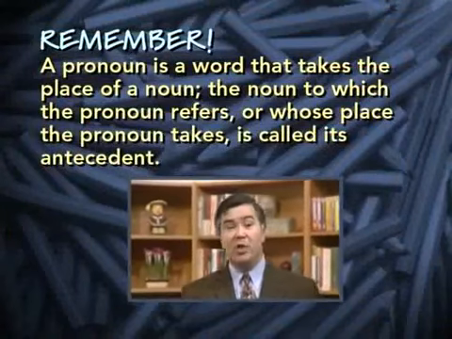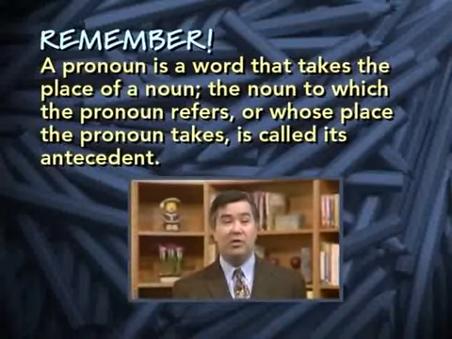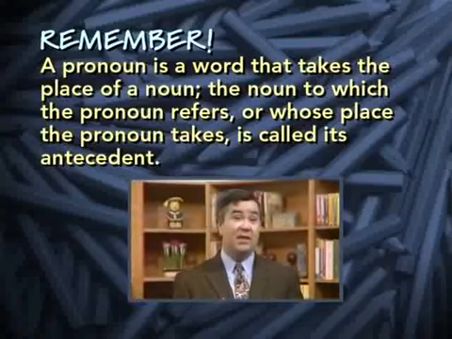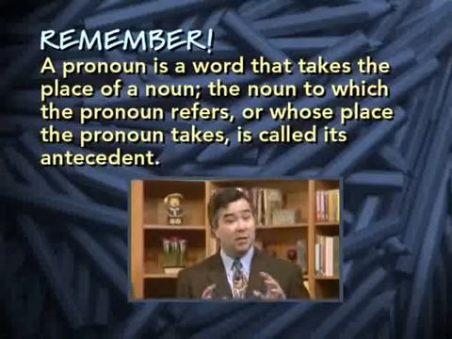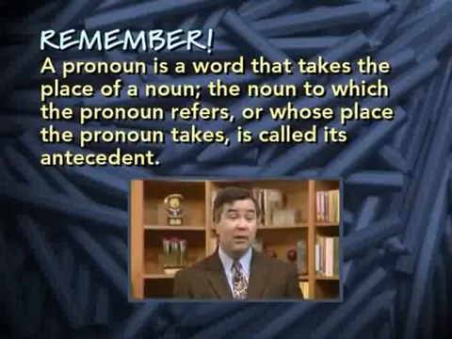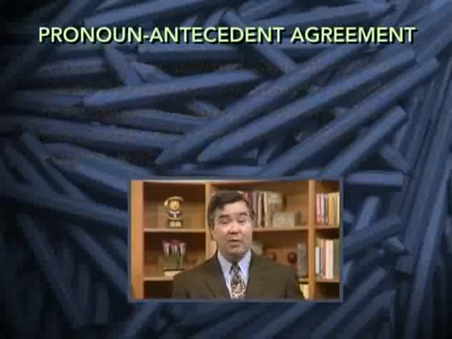So far, we've been talking about agreement between subjects and verbs. In this lesson, we're going to talk about agreement between pronouns and antecedents. As you know, a pronoun is a word that takes the place of a noun, and the noun to which the pronoun refers, or whose place the pronoun takes, is called its antecedent. The antecedent may or may not appear in the same sentence or paragraph. Sometimes you have to do a little thinking to figure out what the antecedent of the pronoun is. Nonetheless, it's important that the pronoun and its antecedent match in a couple of ways.